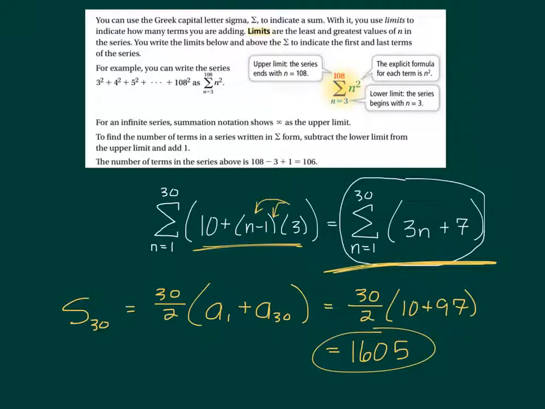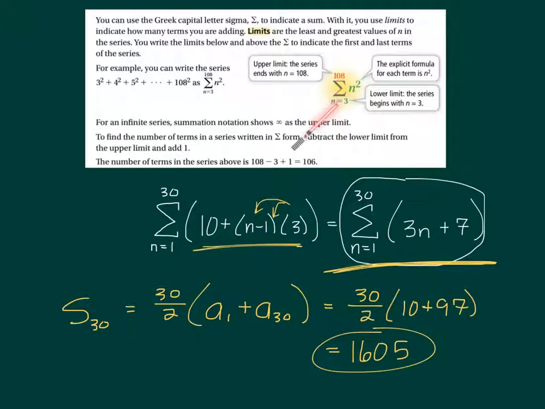You always do, and look at this example. What's 30 minus 1? 29. But we know there are 30 terms here, right? To get the number of terms, always do the top number minus the bottom number plus 1. So 30 minus 1 plus 1 is 30. 108 minus 3 is 105. Plus 1 is 106. You're dealing with 106 terms here.